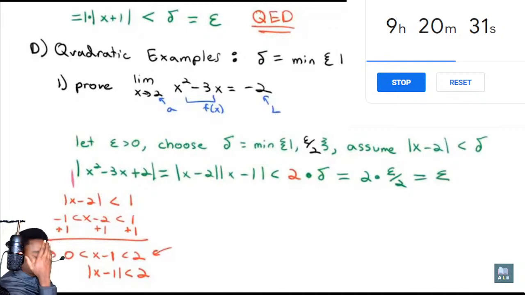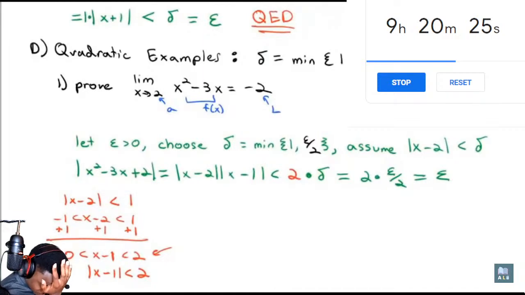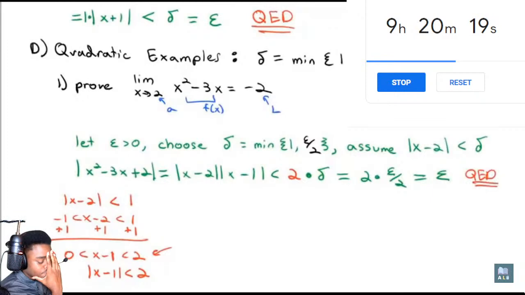Because we've said that the function minus the limit is less than epsilon, we can now say we're done. QED, quod erat demonstrandum. I'm probably pronouncing that wrong, but you don't know Latin, so you can't prove me wrong.